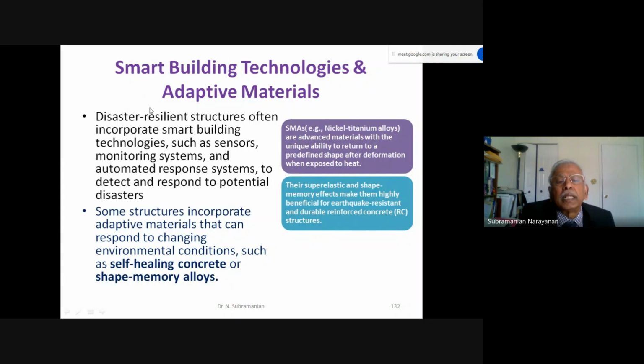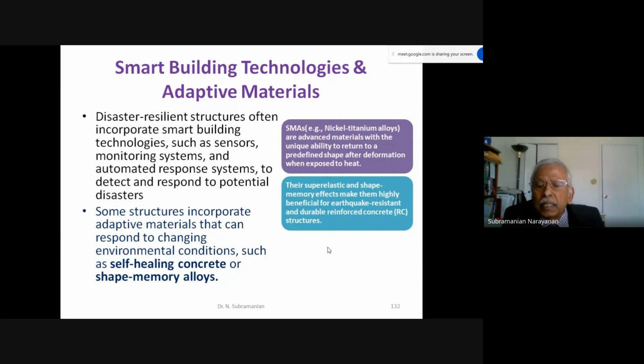Smart building technologies and adaptive materials can also be used. They incorporate smart building technologies such as sensors, monitoring systems, and automated response systems to detect and respond to potential disasters. Some structures incorporate adaptive materials that can respond to changing environmental conditions, such as self-healing concrete or shape memory alloys. Shape memory alloys, one such example is nickel titanium alloy, an advanced material which has the property to return to a predefined shape after deformation when exposed to heat or stress.